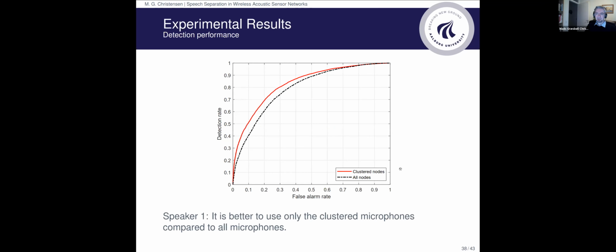Yeah, so here's the ROC curve, false alarm versus detection rate here. And you can see that if you just use the clustered nodes, you get the red curve, whereas if you're using all the nodes, you're getting the black one here. So you can see you actually get better performance by using only a part of the network, a subnetwork here, which confirms that this is a good idea. And so this was for speaker 1.